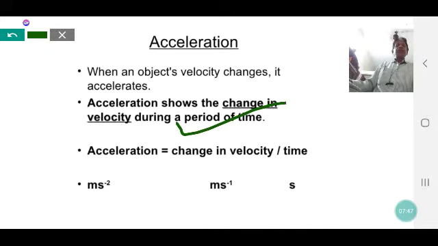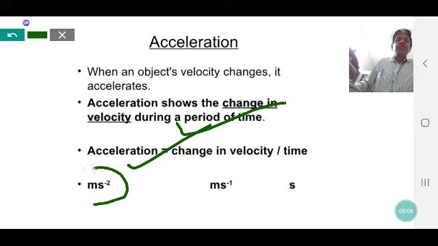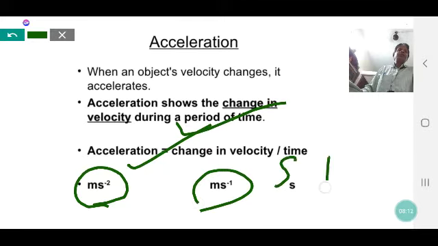Acceleration is the change of velocity with time. It is a rate with time, showing how the velocity of the object changes. The rate of change of velocity is known as acceleration. The SI unit of acceleration is meter per second squared, or meter second inverse 2. That is the SI unit. Next.